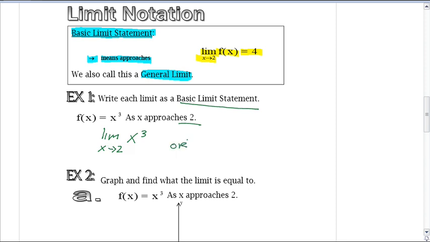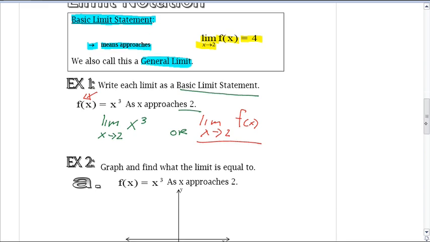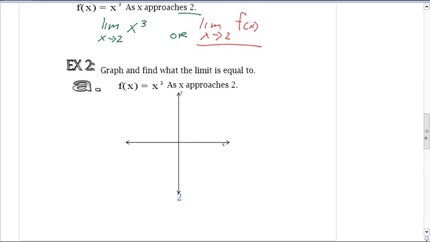Or you could write it this way. The limit as x approaches 2 of f of x. Now, if they don't give you f of x or g of x, you can't write it this way. So that's just a general limit or a basic limit statement. Very easy to write. Let's go ahead and take a look at another example here.